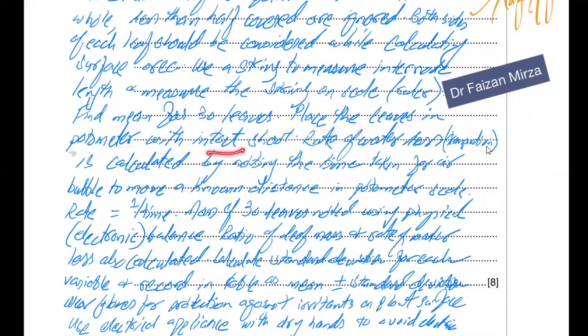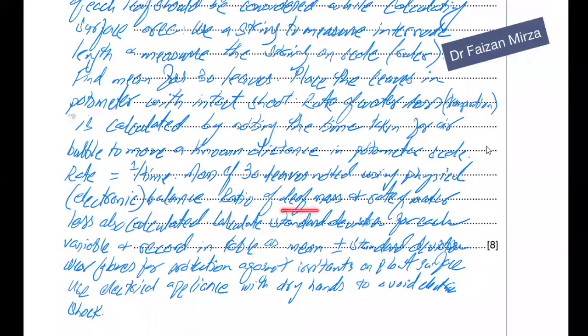With an intact shoot, rate of water loss, or rate of transpiration, is calculated by noting the time taken for an air bubble to move an unknown distance on the potometer scale. Rate will be 1 upon time. We know we need to calculate rate is always 1 upon time. So mass of 30 leaves could be noted using an electronic balance. Ratio of leaf mass and rate of water loss can be calculated as well. Calculate the standard deviation for each variable. Record in the table as mean plus minus standard deviation. Wear gloves for protection against irritants and the plant surface. We are using an electrical appliance, so dry hands and avoid electrical shock.